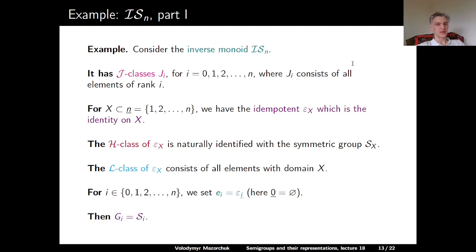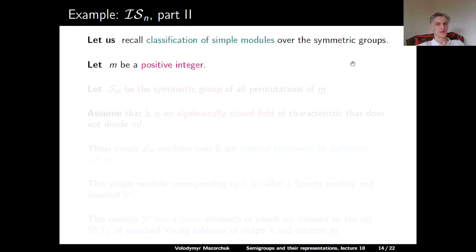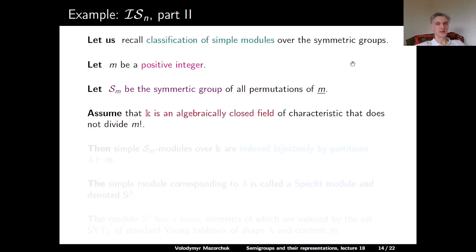Then the maximal subgroup GI is just equal to the symmetric group SI. To proceed, let us briefly recall the classification of simple modules over the symmetric groups. Let m be a positive integer, and Sm the symmetric group of all permutations of m underlined. Let us assume that K is an algebraically closed field whose characteristic doesn't divide m factorial.